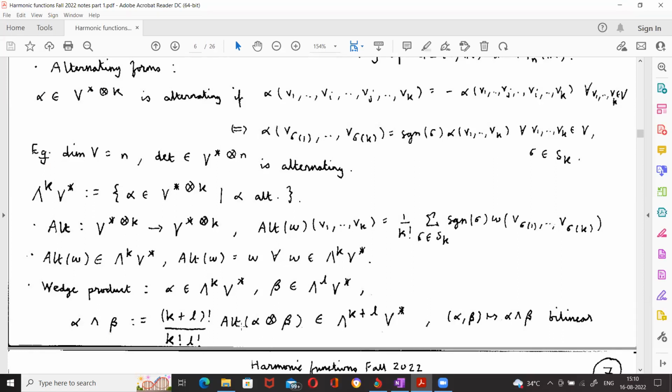This is good. Now the only thing is I need to put in some constants in order to make this wedge product associative. So it turns out the right thing to put is k plus L factorial divided by k factorial L factorial. So this is the definition of the wedge product. Is it clear? So this is a k plus L alternating tensor.